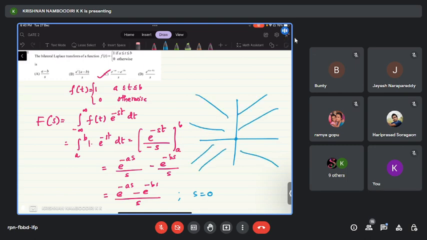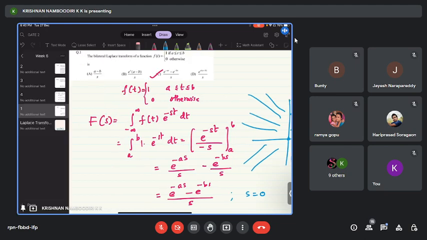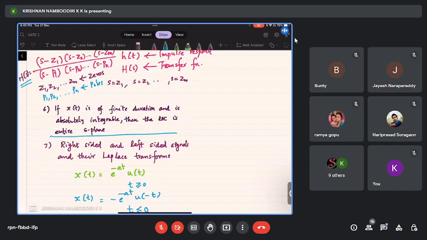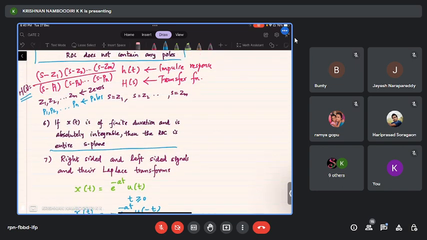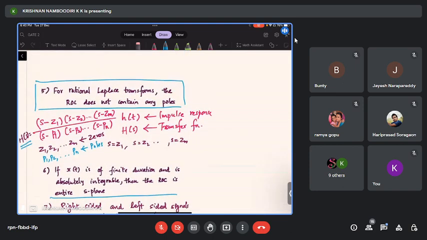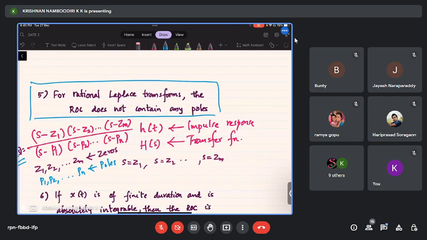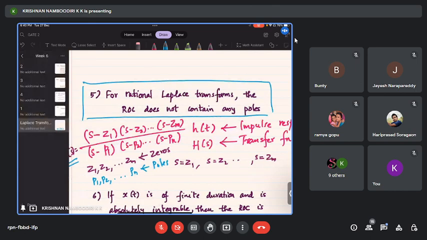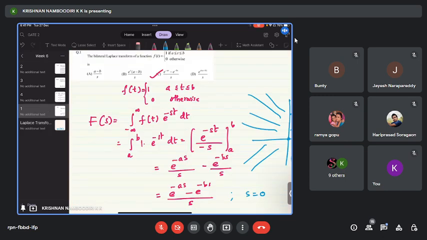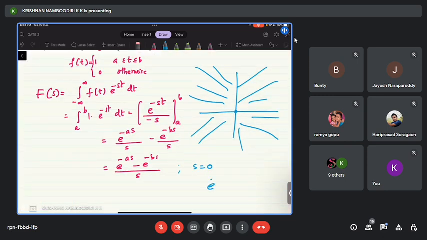As we have told earlier, why is it not valid? I will tell you that. I have told you about strips, right? Basically, this is not a rational Laplace transform because there is something called e power minus as and minus bs coming here. This is not a rational expression. That is why s equal to 0 is coming as a singularity.